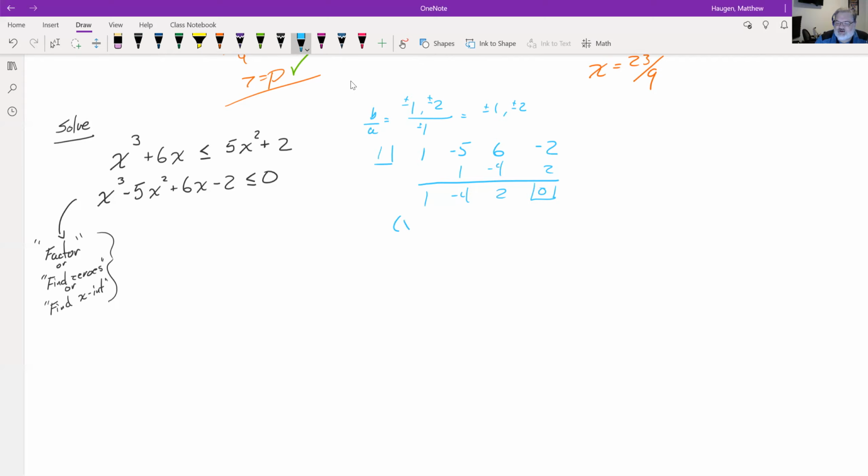So that means we've got x minus 1 times x squared minus 4x plus 2 is less than or equal to 0. Well, I guess you can use -2 as well, because that's the one I used.